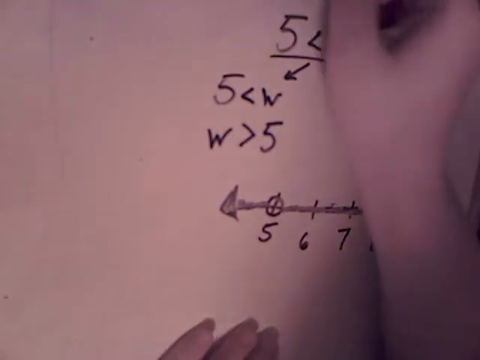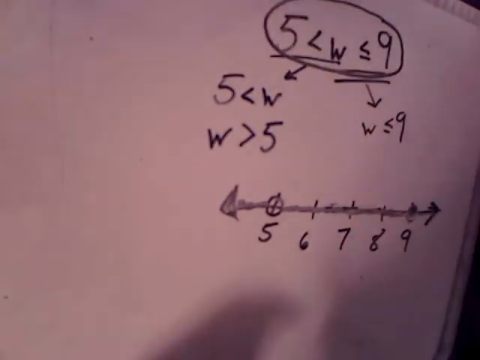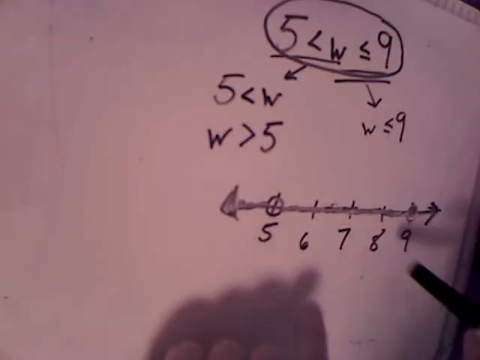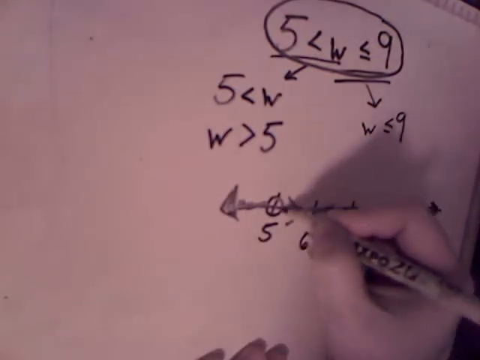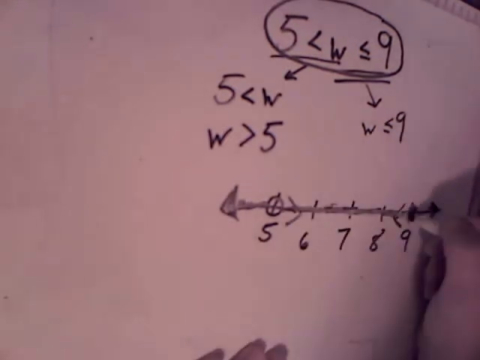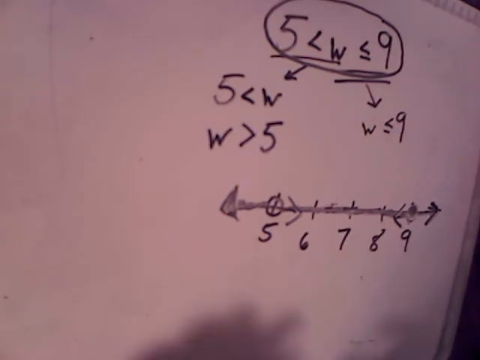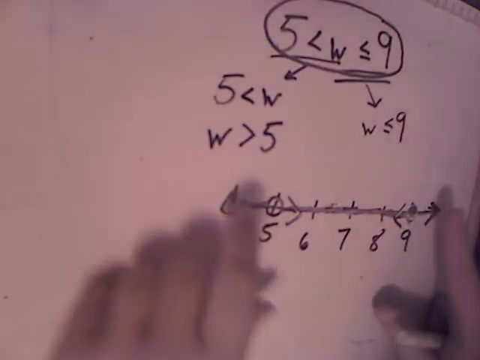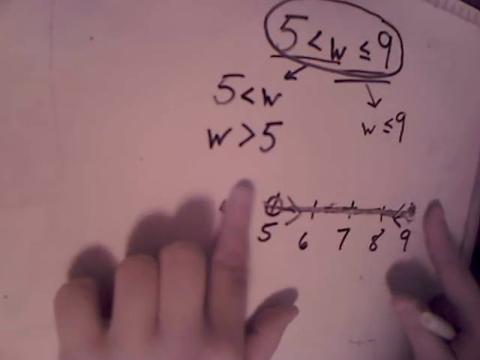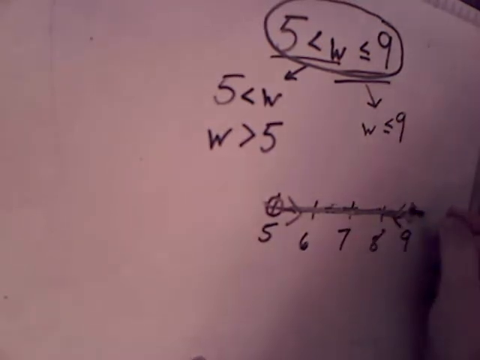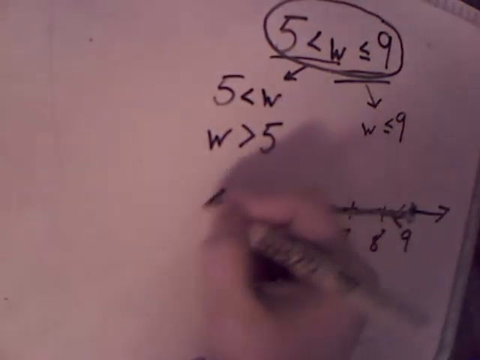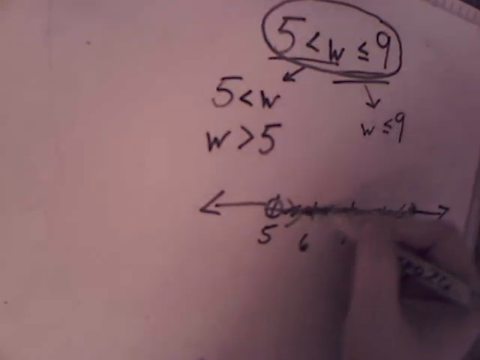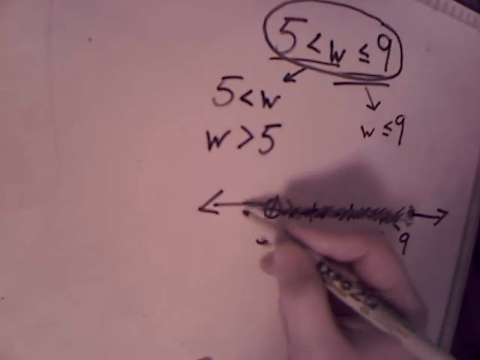But because we have a big smushed up inequality, and because the directions are going towards each other, that means it stops where the dots are. So actually, nothing is shaded in beyond the dots. It's just everything in between. So w will never be 4, and it will never be 10.